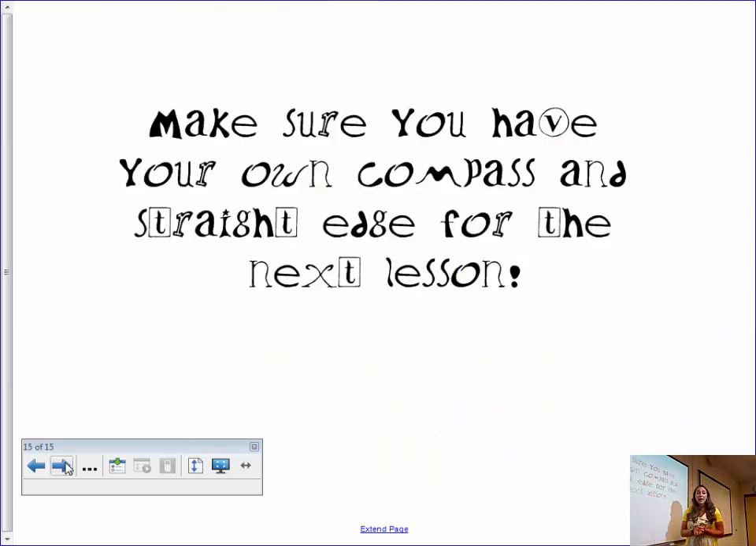All right, so that concludes our 2 sections, 1-4 and 1-5, of measuring angles. What we want to remind you, and we'll tell you in class too, is make sure you have your own compass and straight edge, because the next video lesson will require you to have those 2 items to practice with, which you'll be using in class the following day for an activity. So, hope you enjoyed your lesson.